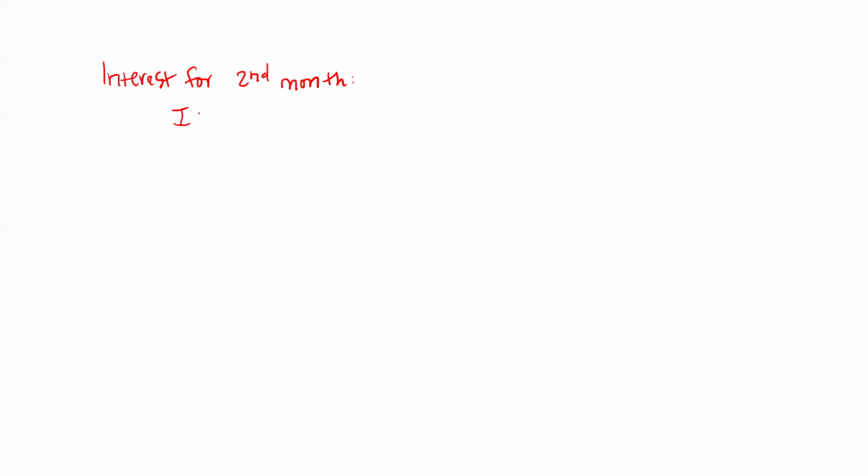So we know I equals PRT. So P is going to be the loan balance from month one, which is $199,513.42. Our rate is going to be 0.05 and then 12.